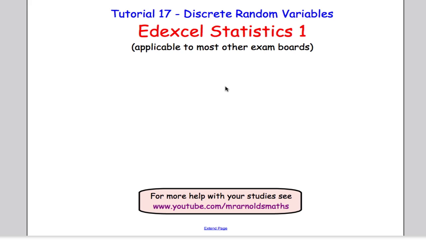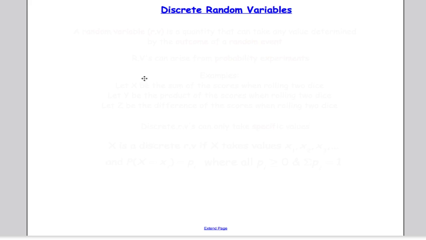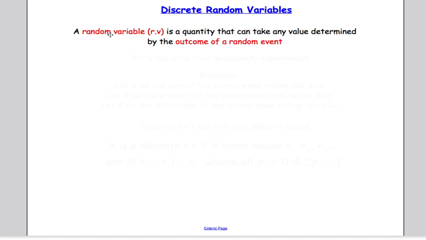Okay, so we're going to talk about discrete random variables to begin with. A random variable is a quantity that can take any value determined by the outcome of a random event. So a random variable, which we usually abbreviate to RV, is a quantity that can take any value determined by the outcome of a random event.